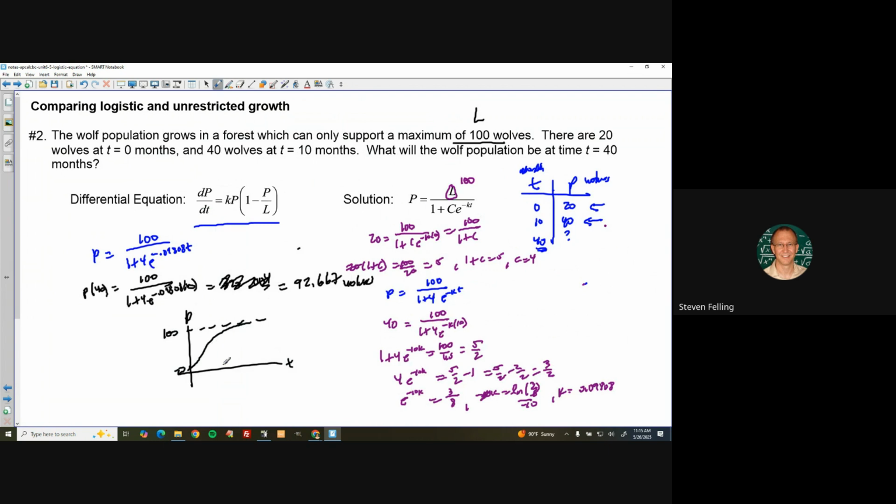And by the time we get out to 40, it's clamped off. The food supply or whatever has prevented the wolves from growing as fast, and so we're only up to about 93 wolves because we've already started to shut off the derivative here of growth. So make a note that those are reversed. That's a classic example of the two.